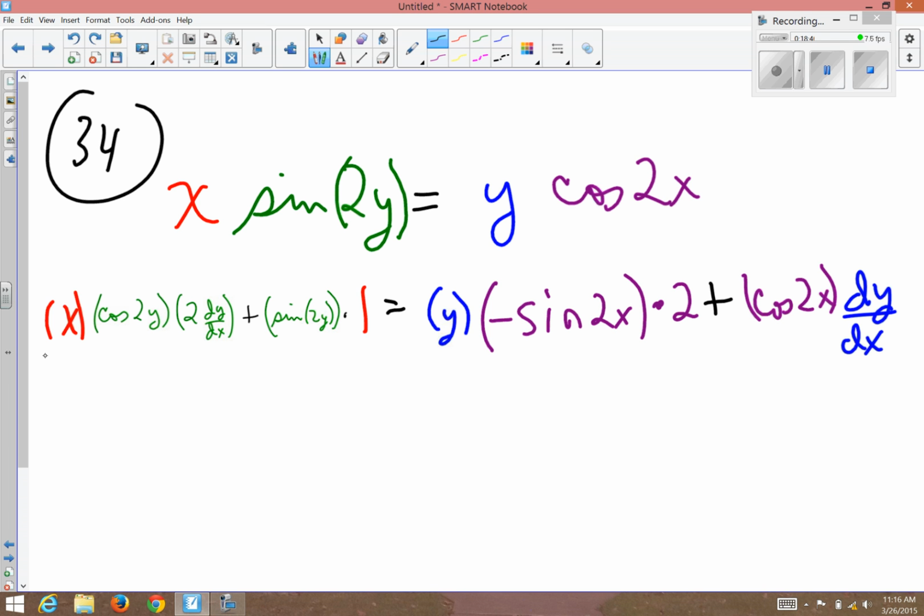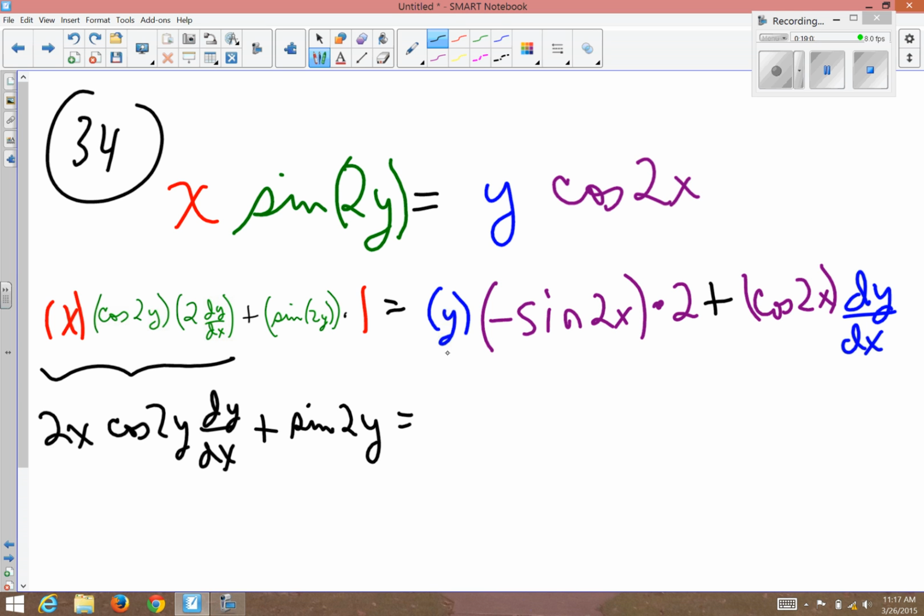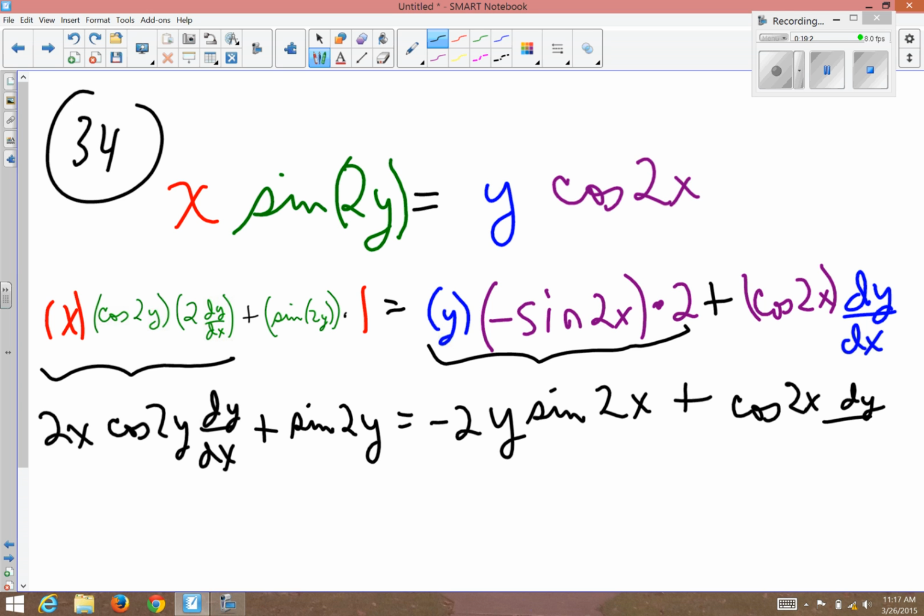I'm going to rewrite this. We rearrange the order of this by putting the 2 in the front, then the x, then the cosine 2y, then the dy dx at the end. Does not really matter what order these are in. This just looks nicer. Plus sine 2y times 1, just can write sine 2y, equals this right here. The negative 2 goes at the beginning, then this blue y, then sine 2x. After the plus sign, we just copy that like it is. Cosine 2x dy dx.